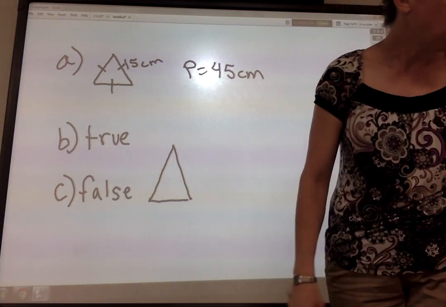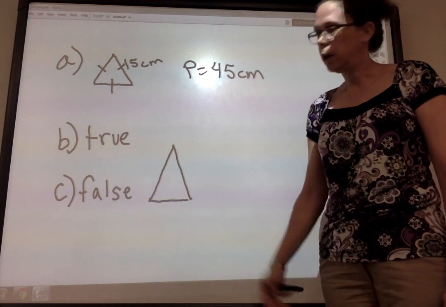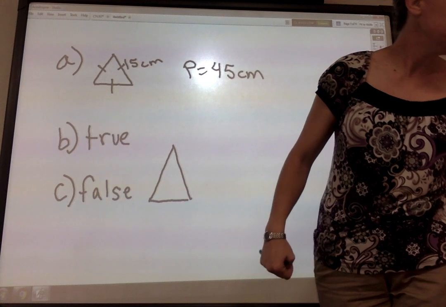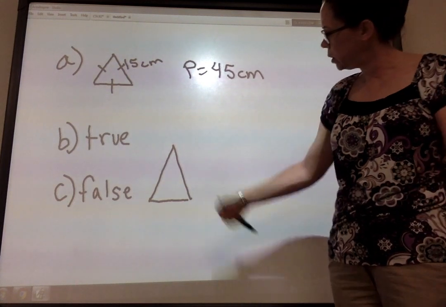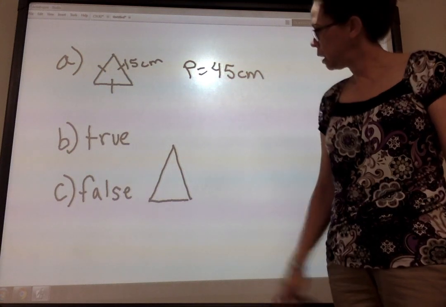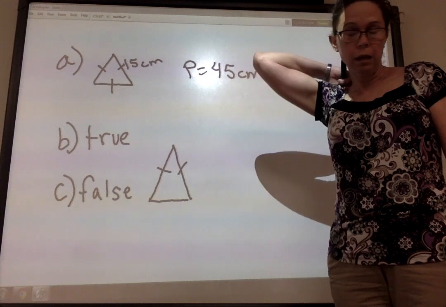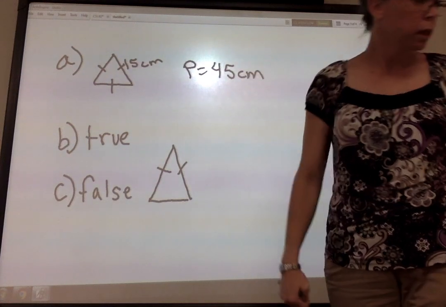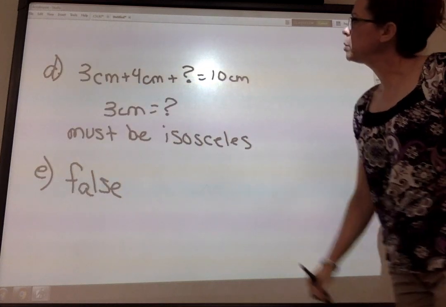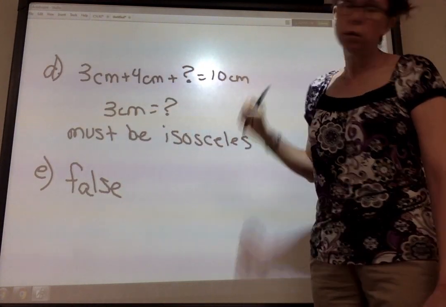Letter C. All acute triangles are equilateral triangles. We can't reverse it. I just drew an acute triangle. This is not equilateral. Okay, I only have two sides that are the same measure. So C is false. D, two sides of a triangle measure 3 centimeters and 4 centimeters. The total perimeter is 10 centimeters.